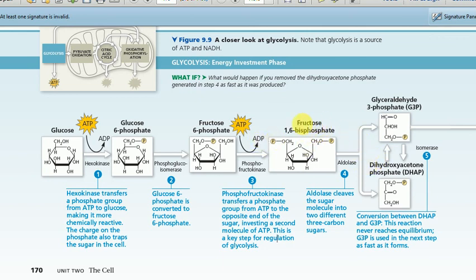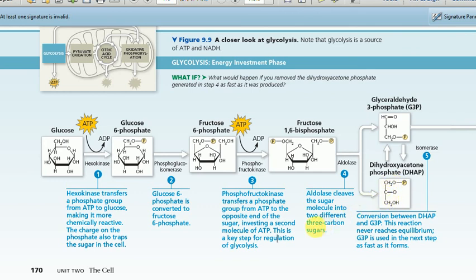Also, we have fructose 1,6, which means one of the phosphates is attached on carbon number 1 and another on carbon number 6. From there we have the aldolase enzyme. Aldolase cleaves the sugar molecule into two different three-carbon sugar molecules, so we are getting glyceraldehyde 3 phosphate, or 3 phosphoglyceraldehyde, and we are getting dihydroxyacetone phosphate. This is stage number 4. We are getting these two sugars which are isomers of each other.